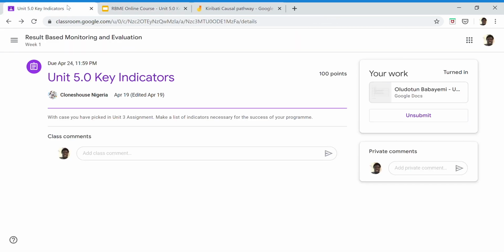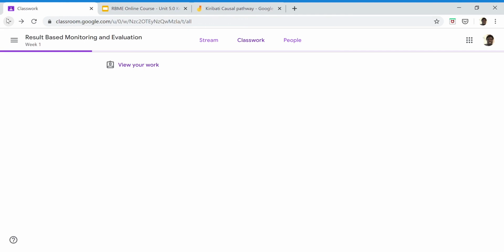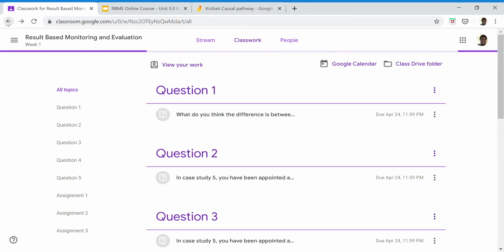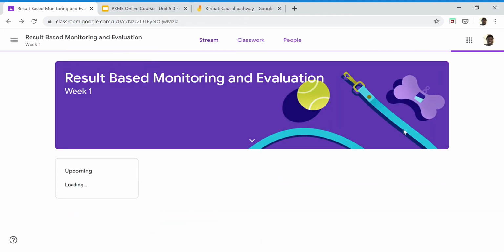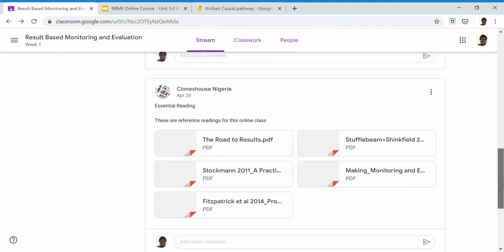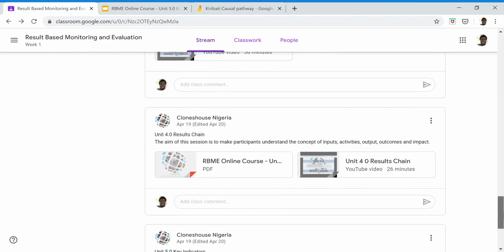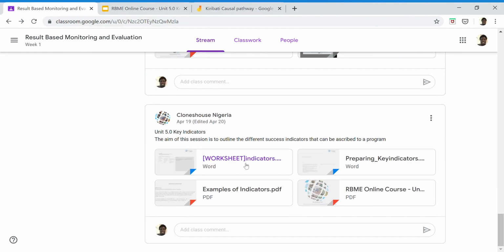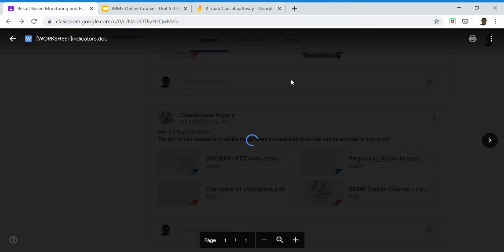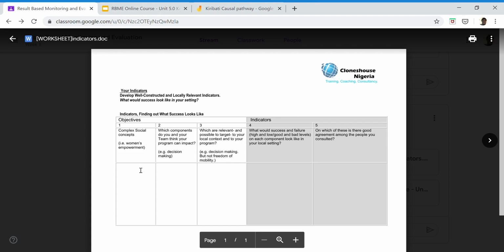Like I said, there are also additional resources which are very useful for this class. You find them at Unit 5. You can see there's a worksheet for preparing indicators, with examples of indicators. You can take a look at this worksheet and also use it. We use this at times also.